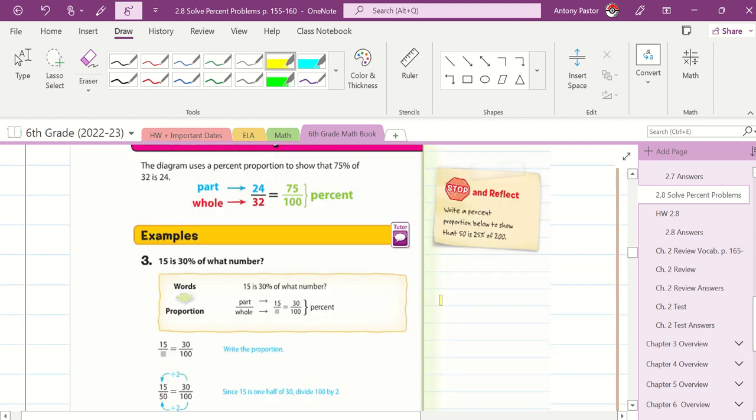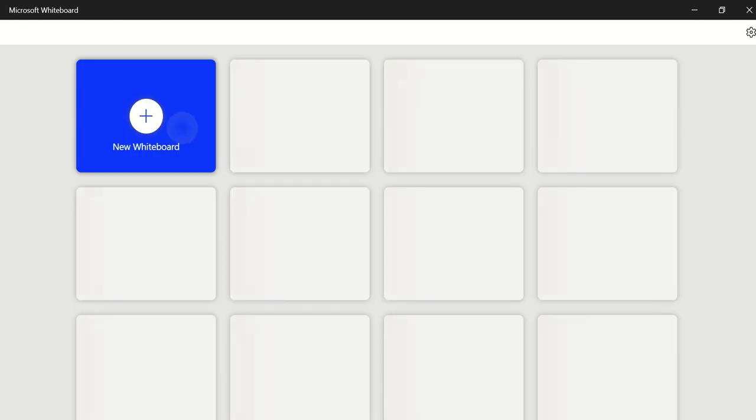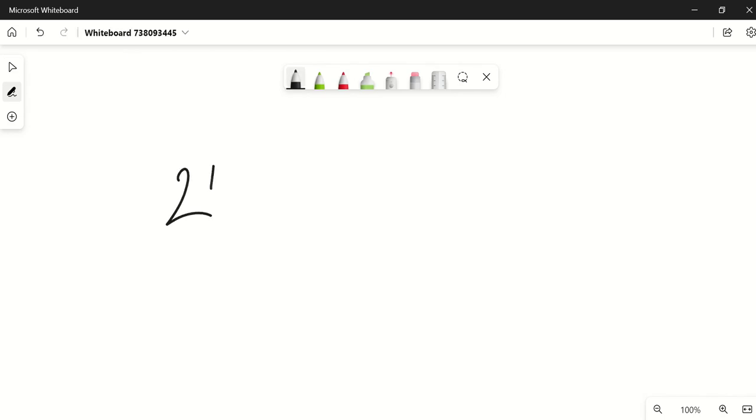The diagram uses percent proportion to show that 75% of 32 is 24. So 24, 32. Doesn't explain how we got here, but I can try. I don't like this at all. But we will, let me go ahead and go on a side tangent with this one. 24 out of 32. So our fraction is 24 out of 32. This is going to be known as percent proportion.